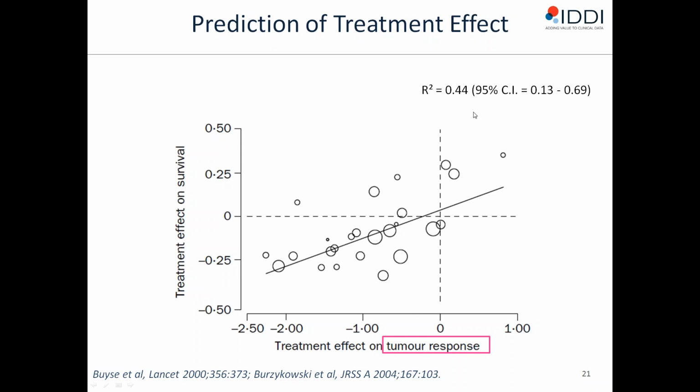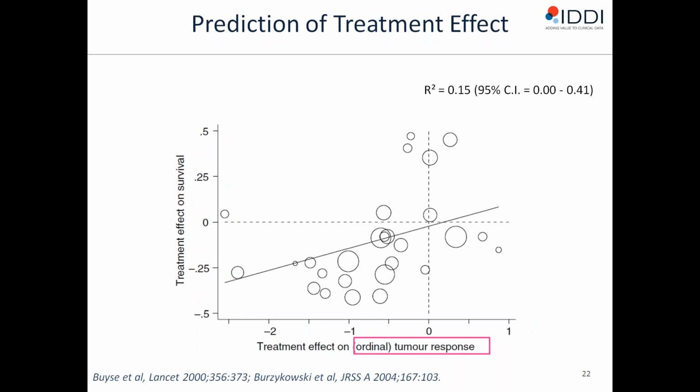This can be measured by the coefficient of determination, which is equal to 0.44, which essentially means that about 44% of the variability in the effects on survival can be explained by the variability in the effects on the tumor response. But arguably, this association is not very strong.